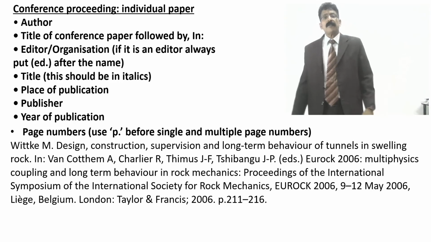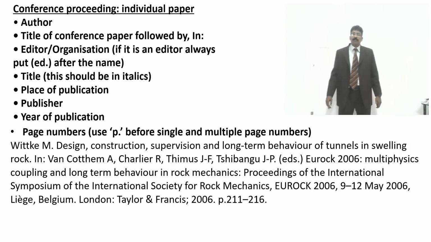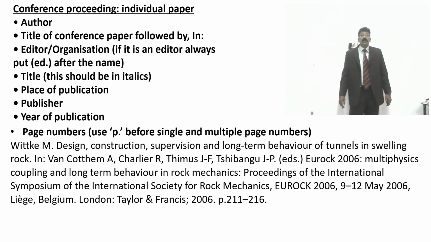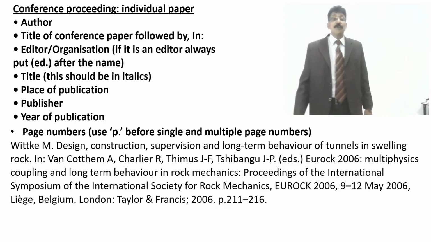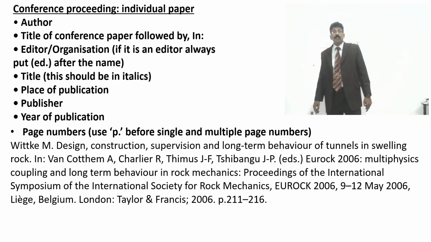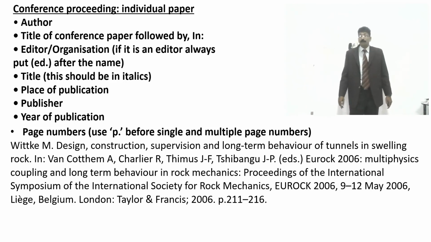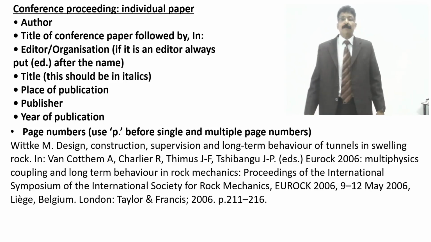And conference proceedings, individual papers sometimes. So in that, author, title of the conference paper followed by editor or organization, and editor should always be written as ed. after the name, and the title should be written in italics, and place of publication, publisher, and the year, and the page numbers should be mentioned with p. And that is the example which I have shown here.